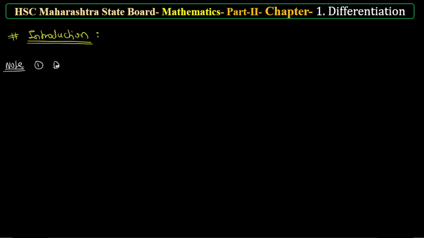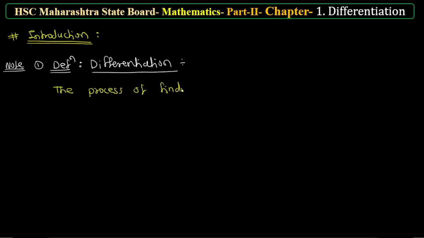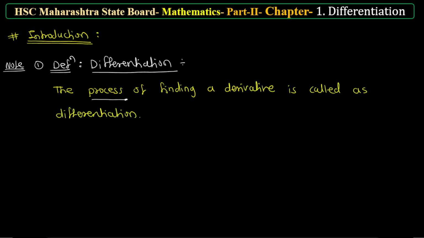Note first, that is the definition. Definition of differentiation: the process of finding a derivative is called differentiation. Differentiation is nothing but the process of finding the derivative.